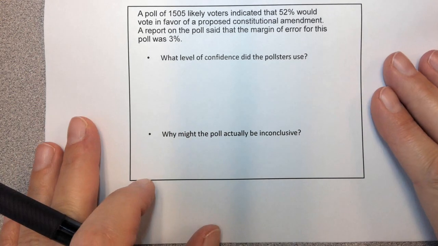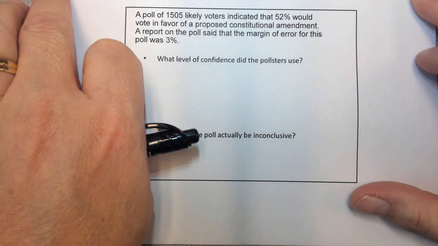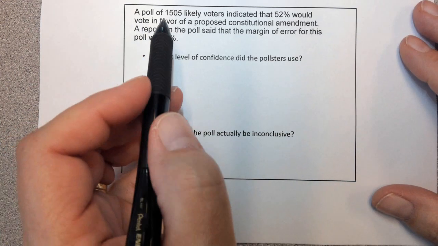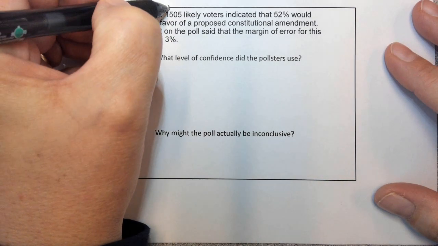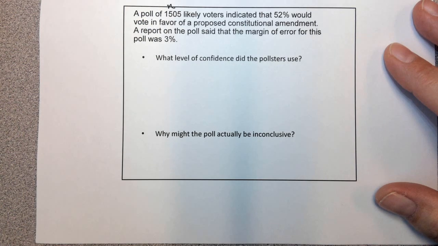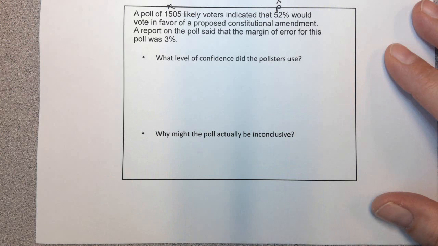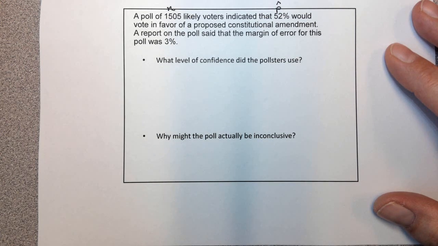More questions about margins of error. We have a new situation, in this case a poll of 1,505, that's our sample size. Likely voters indicated that 52%, that sounds like a p-hat, would vote in favor of a proposed constitutional amendment. A report on the poll said that the margin of error for the poll was 3%. We want to know what level of confidence they used.